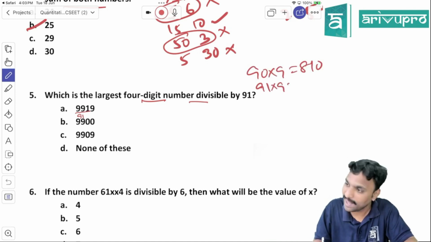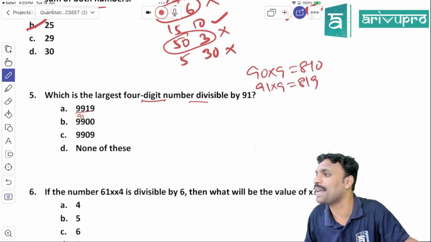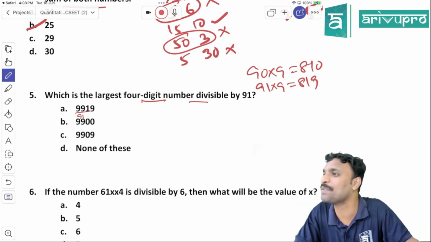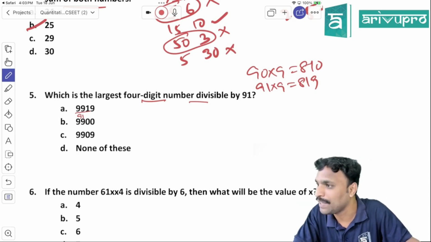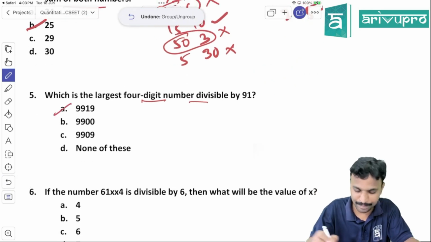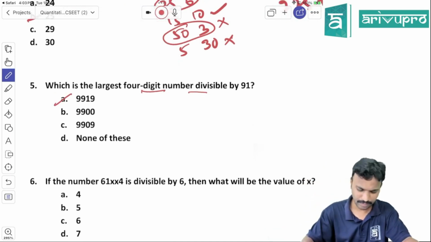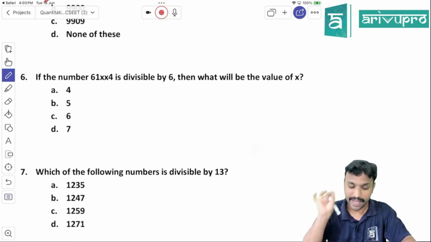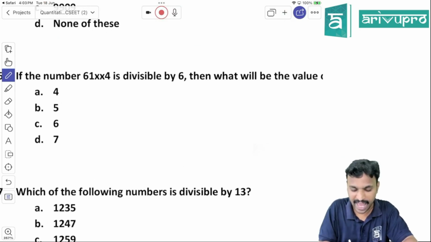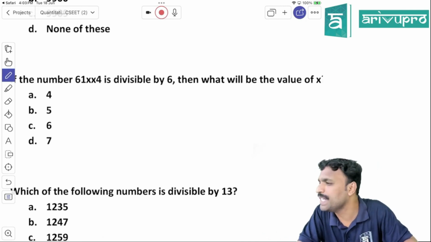91 nines are 819. So we are dividing by 91 only. What is remaining? 819 only is remaining. So 819 is definitely divisible by 91. So therefore the answer is what? Option A is only completely divisible by 91. Have you understood? Moving on. If the number 61x4 is divisible by 6, you know divisibility rule for 6.